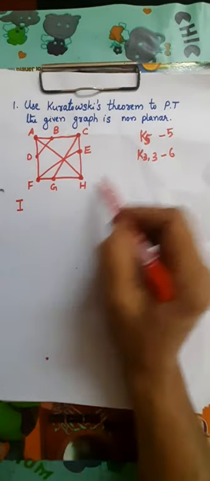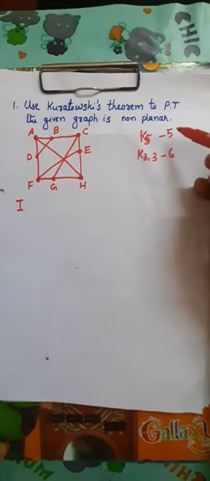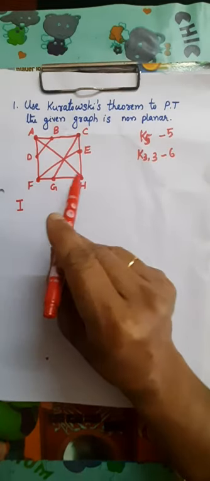Now, identify the number of vertices first. 1, 2, 3, 4, 5, 6, 7, 8 vertices. Anyway, 8 vertices. If you compare the number of vertices, you have to delete 2 or 3 vertices in order to get the number of vertices same as K5 or K33. Then, next, check the degree of each vertex.